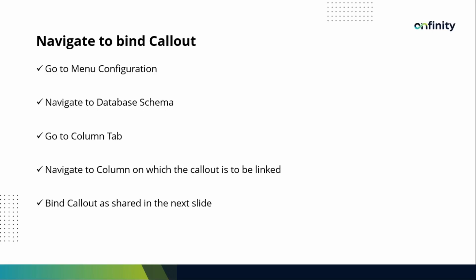Then, we proceed to the column tab and locate the specific column to which we want to link the callout. It is possible to have a single callout associated with a specific column. It is also possible to have multiple callouts linked to a single column. We will show how and where callouts are linked in the next screen for your overview.